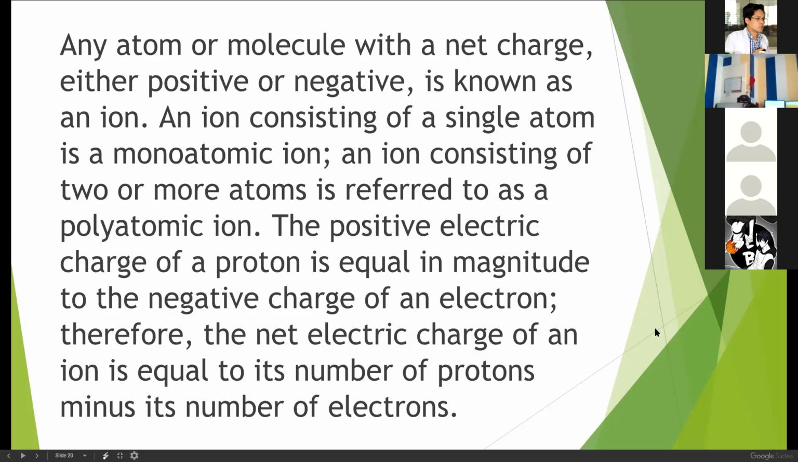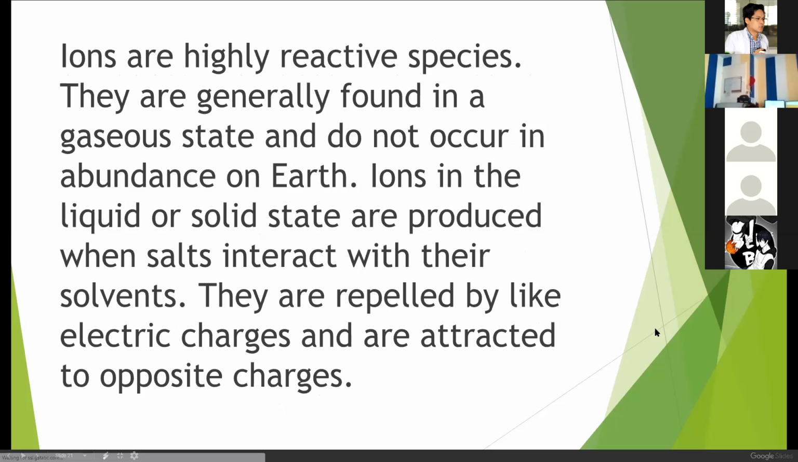Therefore, the net electric charge of an ion is equal to its number of protons minus the number of electrons. So we will tackle that one. Ions are highly reactive species. They are generally found in the gaseous state and do not occur in abundance on Earth. Ions in liquid or solid state are produced when salts interact with their solvents. They are repelled by like electric charges and are attracted to opposite charges. What does it mean?